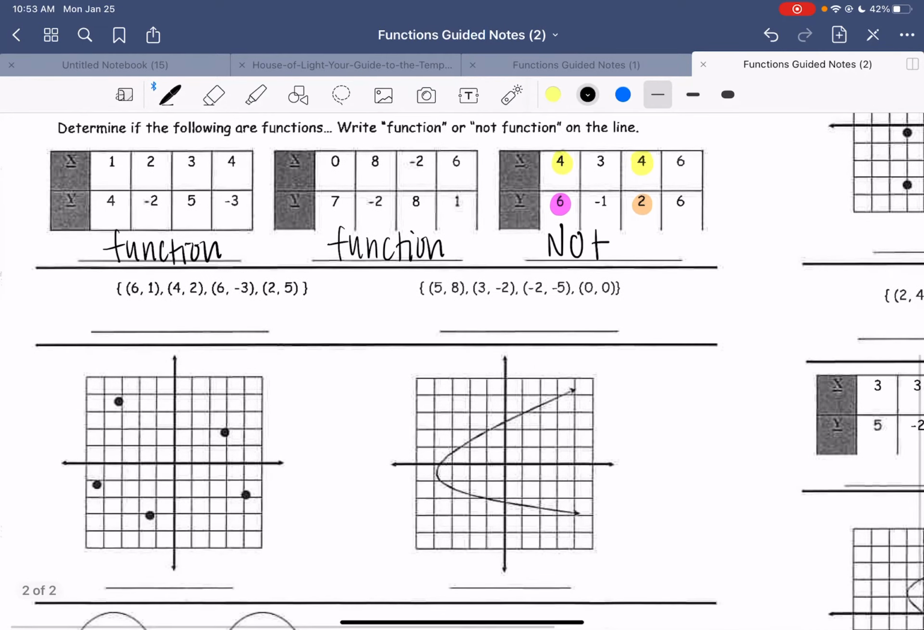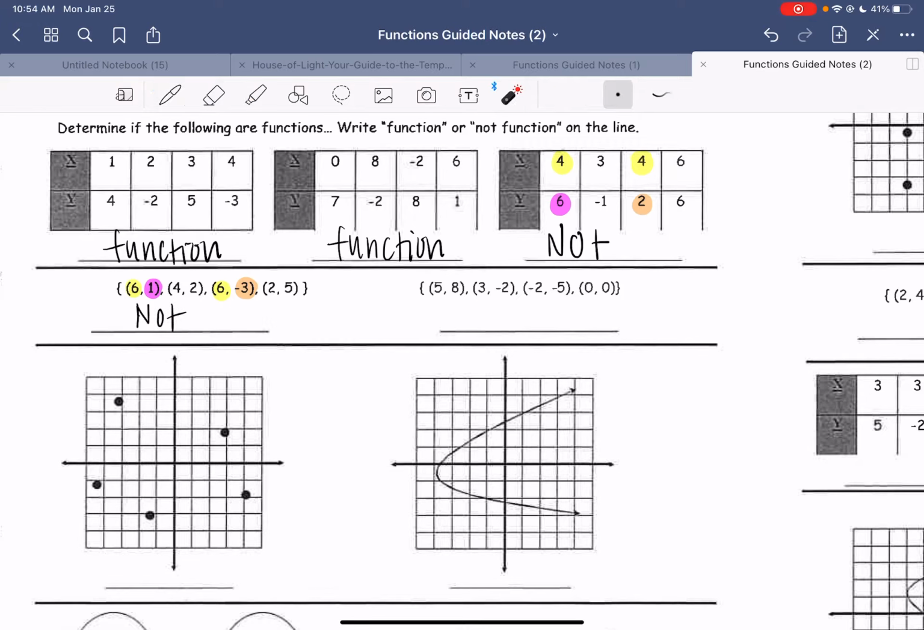All right. We have a 6 and a 1, a 4 and a 2, a 6 and a -3. So again, we're running into a 6 and a 6. And if this is here as a 1, if the next one was also a 1, that would be okay, but we have a -3, so this is not a function.